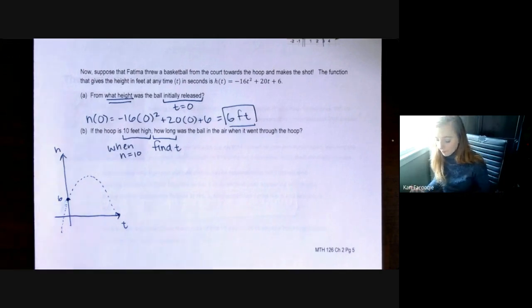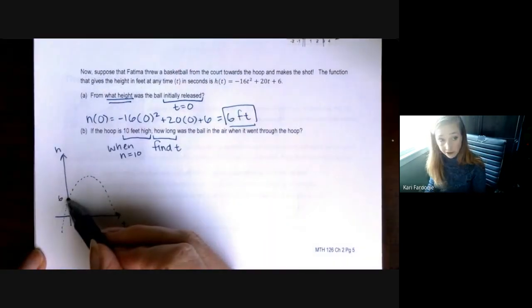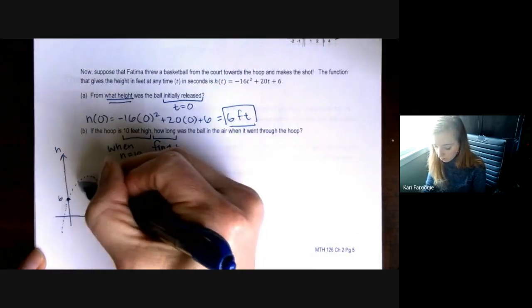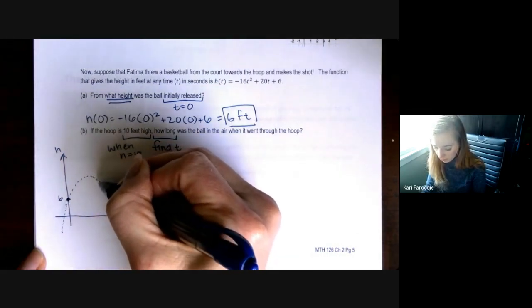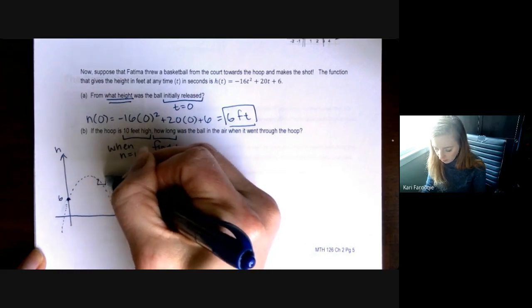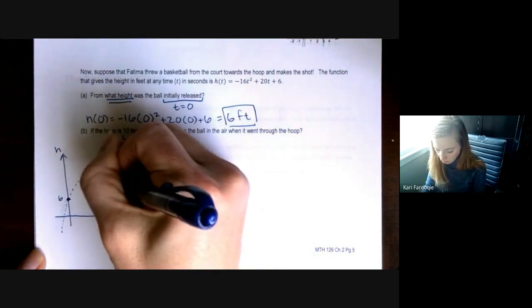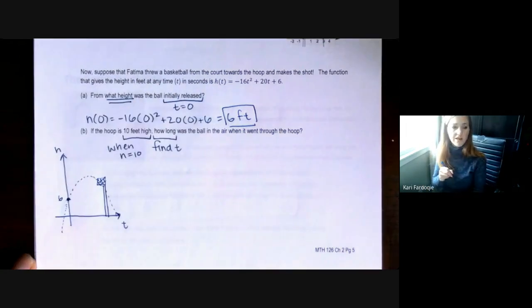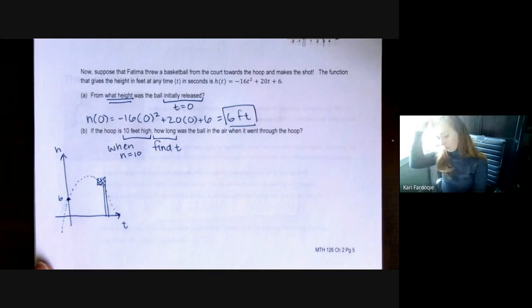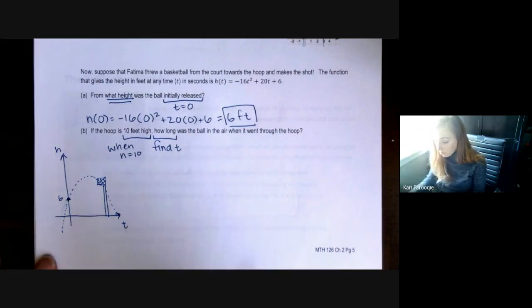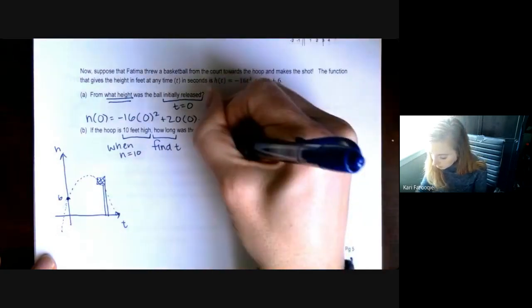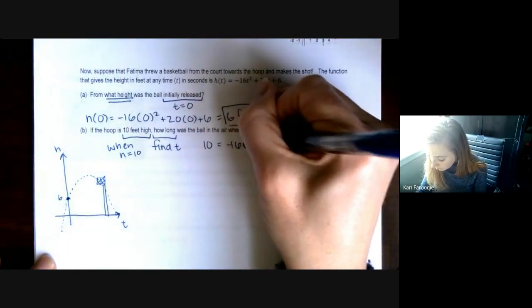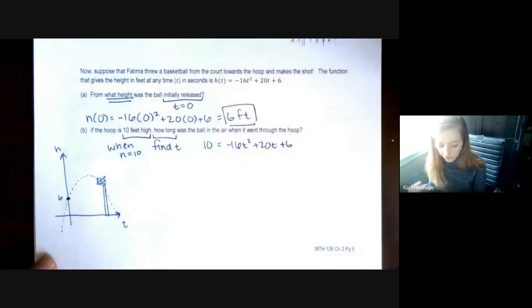Now, we also have to get an understanding of where we think this hoop is. We know it started out at a height of about 6 feet. We know it's going to go up into the air, and it's probably going to have to go back down a little bit before it hits the hoop or the net, whatever you want to call it. This is my very crude representation of the basketball hoop. So we're going to have to figure out when that happened. So let's find t when h is 10. We're using this function. I'm going to say that 10 equals negative 16t squared plus 20t plus 6.